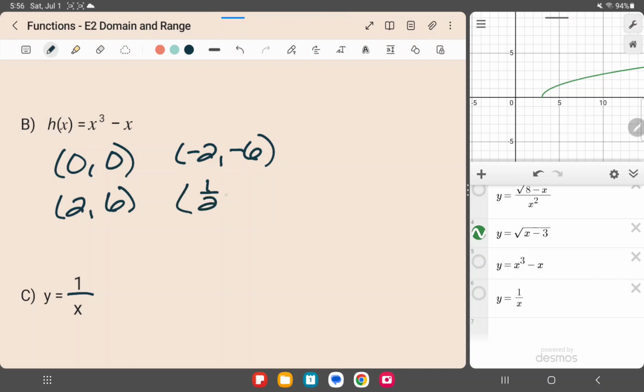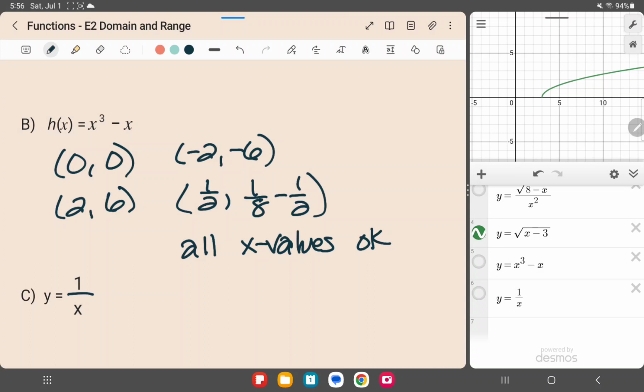If I plug in 1/2, I can cube 1/2. It's 1/8, and then subtract 1/2. So I'll get 1/8 minus 1/2 is my corresponding y value there. I can do that with positive numbers, negative numbers. I don't see any issues with plugging in any x values. So I think all x values are okay here.